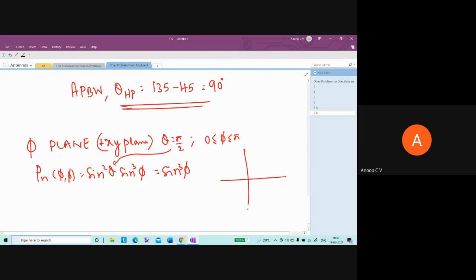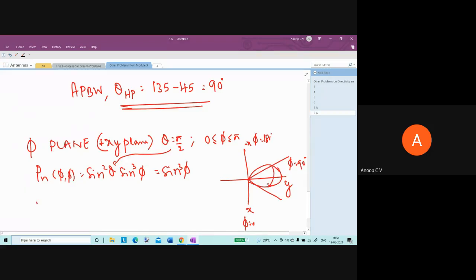This is the x-axis, this is the y-axis, and this is negative x. This is phi equal to 0. This is phi equal to 90 degree. This is phi equal to 180 degree. So this pattern will be like this only, similar. So again, the maxima is along plus y. The half power beam width.